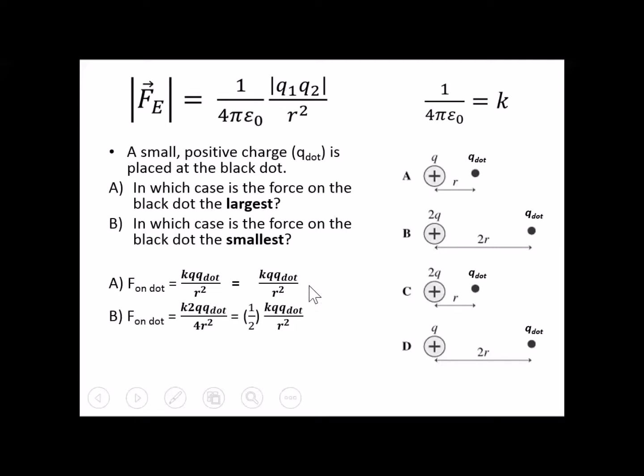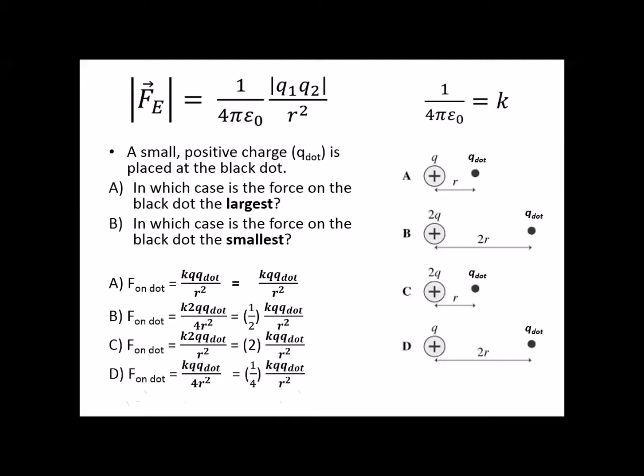For B, the force on the dot is going to be k times this charge, which is 2q, times this charge, which is q dot, over the radius squared. So it's over 4r squared, because the 2 had to be squared. So we have a 2 on the top and a 4 on the bottom. We can simplify this. We can pull out the 2 and 4 and make it 1/2 times q dot over r squared. On C, we have 2q as our charge, and r is our radius. So we get k times 2q times q dot over r squared, and then pull out the 2, and we get this as our force on the dot.